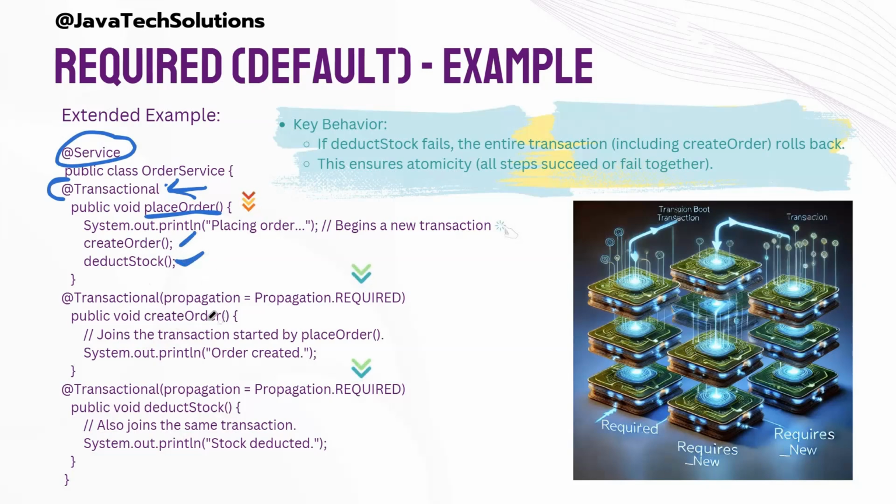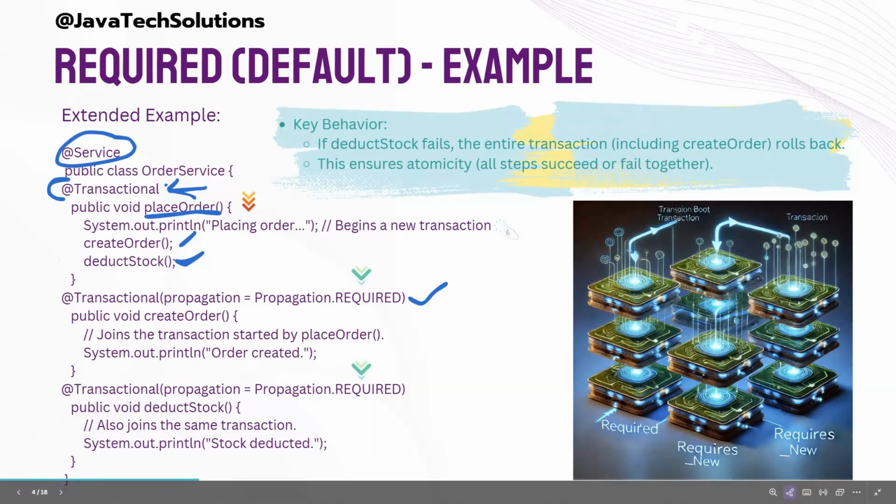Now this createOrder is using propagation REQUIRED. That means it will create a new transaction if none exists, right? Here one transaction is already started, so createOrder and deductStock use this transaction instead of creating a new one. In case this particular method fails, then the entire transaction including createOrder is rolled back. This ensures atomicity, like all the steps will either succeed or the whole transaction will fail, right?